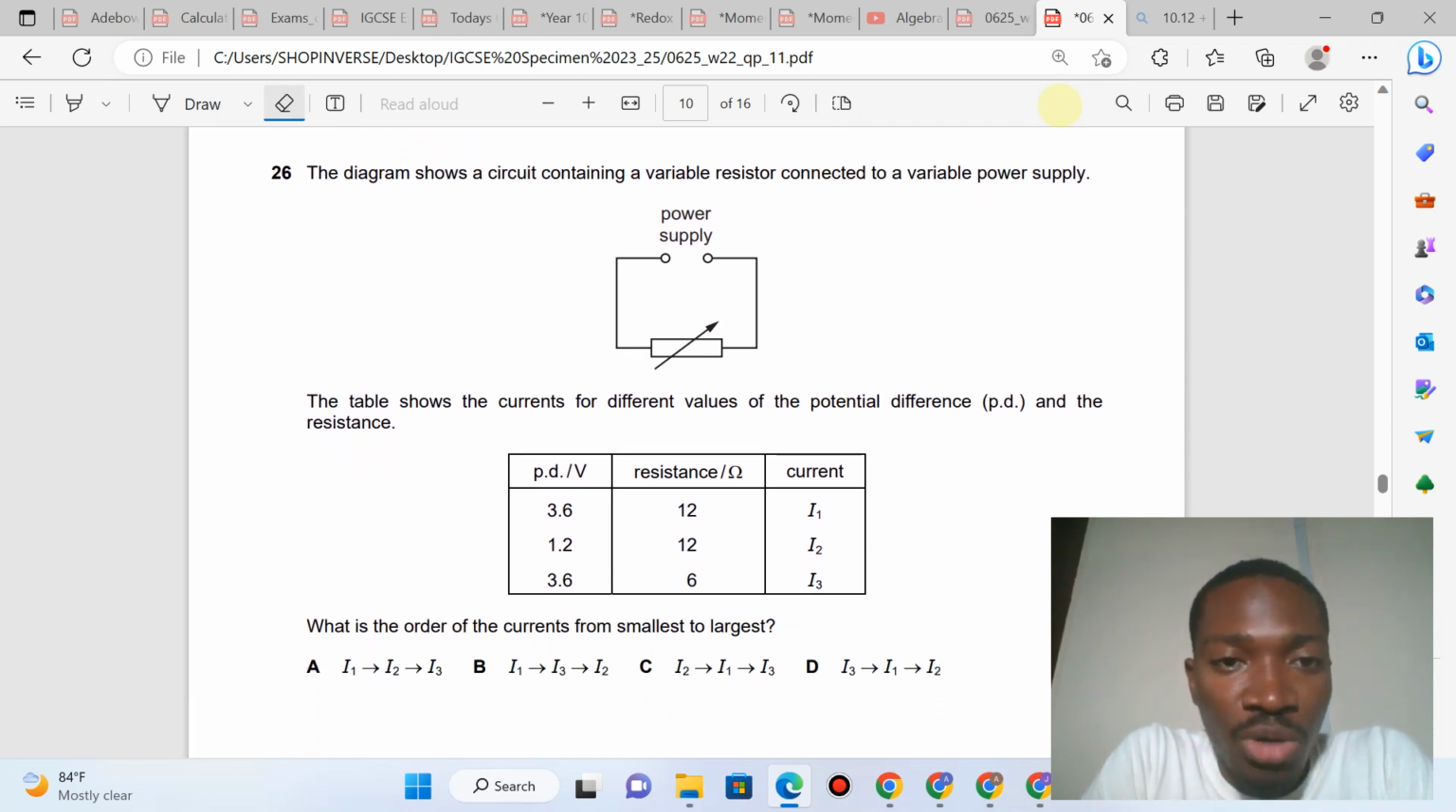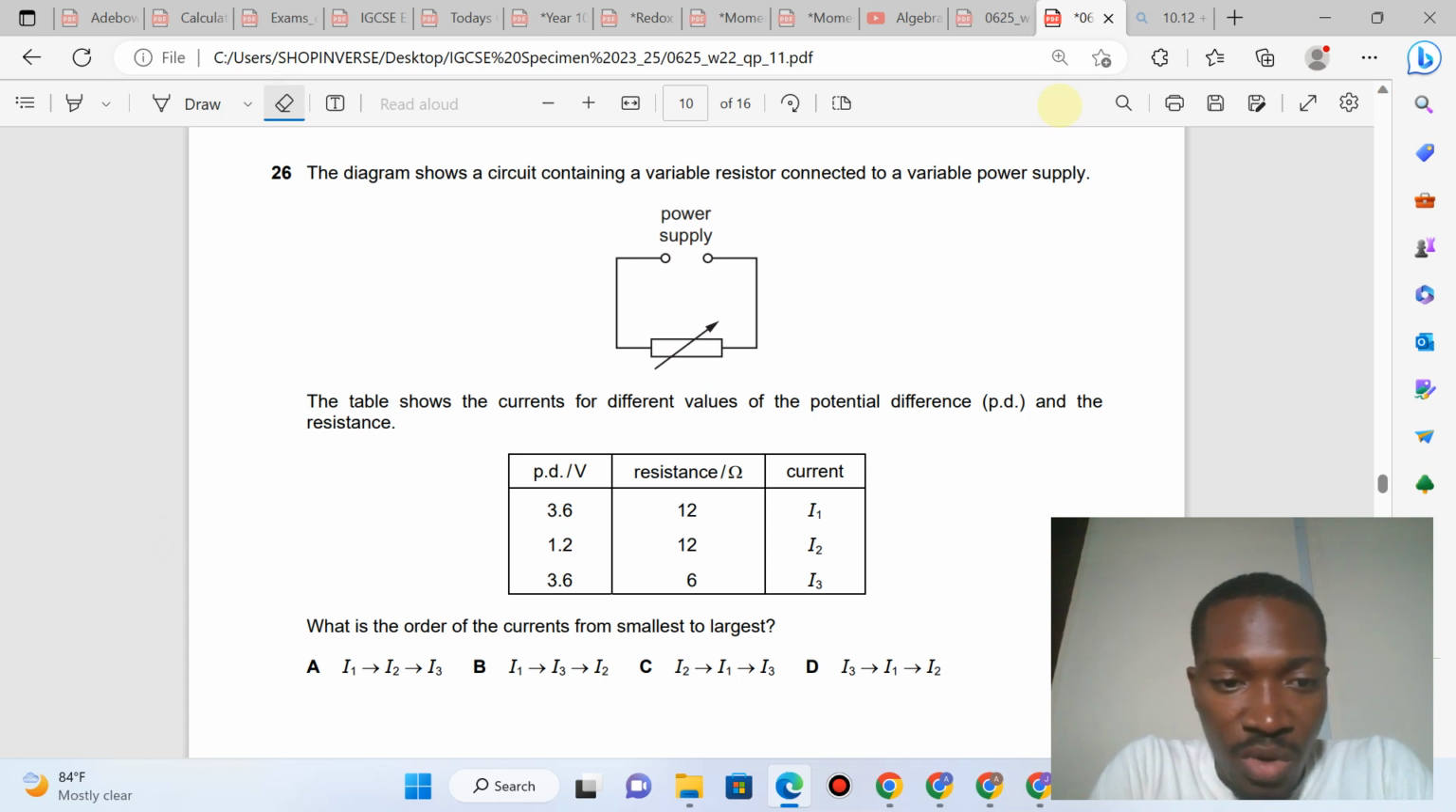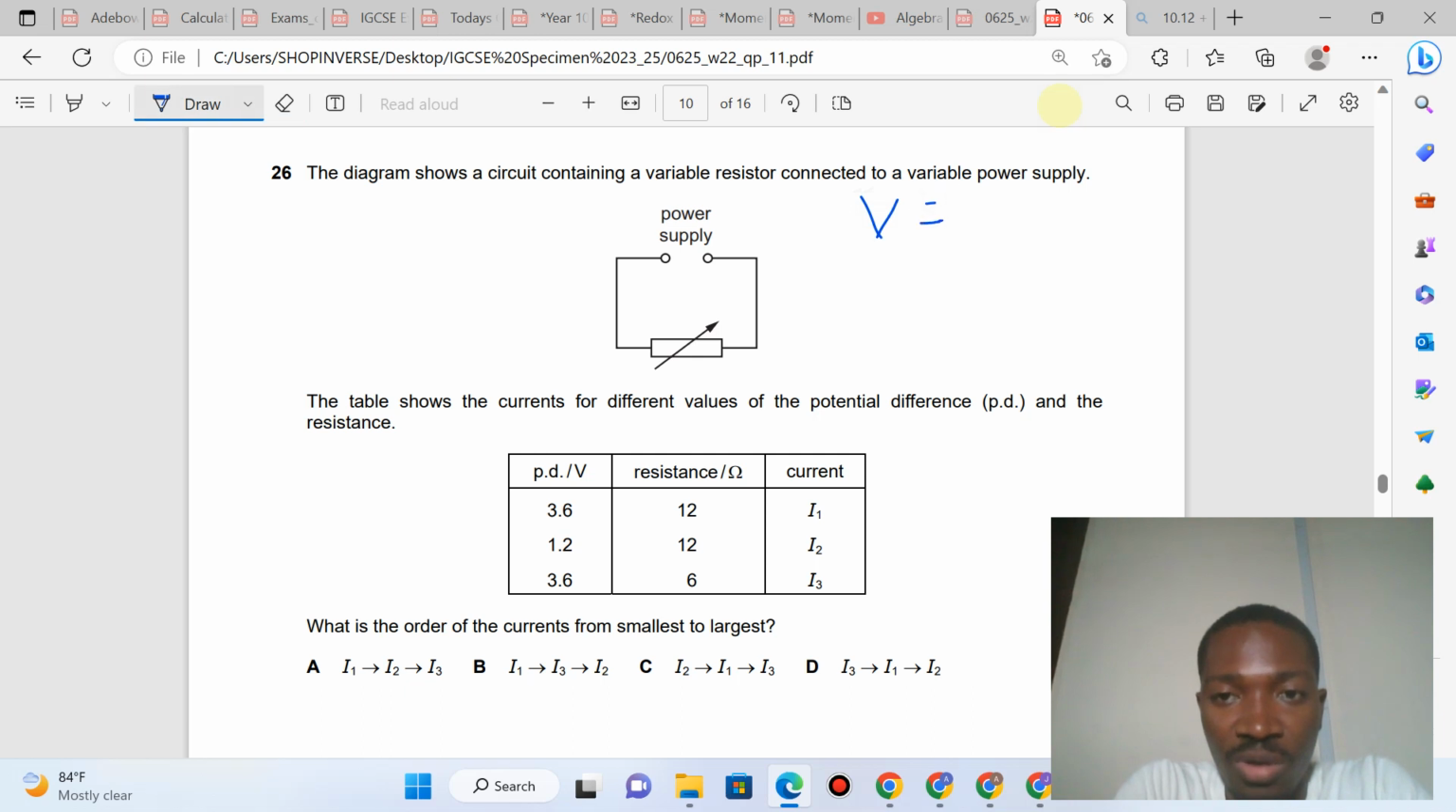The diagram shows a circuit containing a variable resistor, connected to a variable power supply. The table shows the current for different values of potential difference and the resistance. What is the order of current from smallest to largest? Ohm's law states that V = IR. So if you are looking for the current, I = V/R. Now let's divide voltage by the resistance.